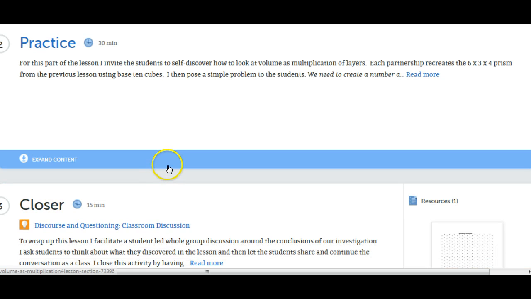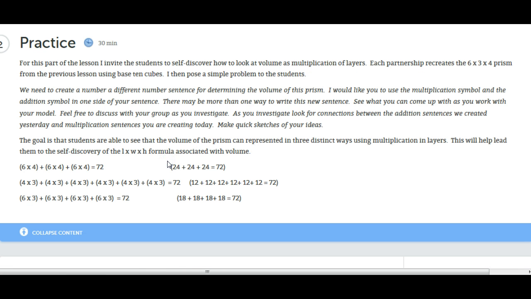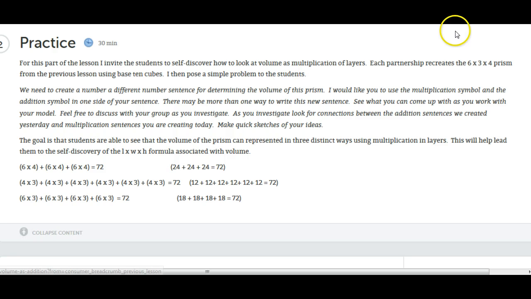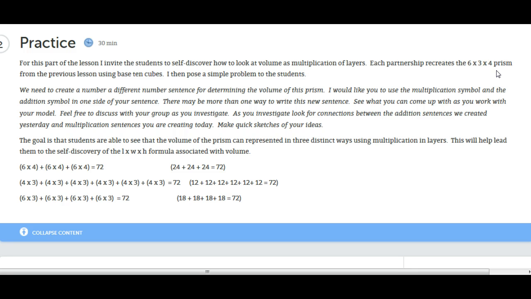So for the main part of this lesson, we do something similar to the previous lesson, but we are looking at that 6 by 3 by 4 prism again, and this time the students need to create a number sentence, and they can use multiplication and addition. So within their number sentence they have to use both.